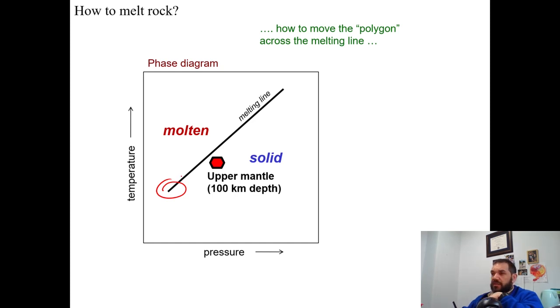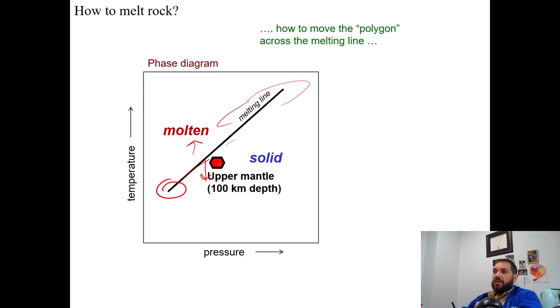So melting temperature goes up as pressure goes up. So this is the melting line. It's a function of pressure. If you're on the hotter side of the line, you're molten. If you're on the colder side of the line, you're solid. So when you talk about melting a rock, it's a question of how do you cross the line?